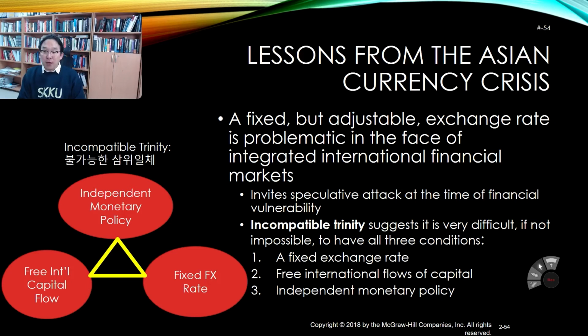If you want to have a fixed exchange rate in your country and you want free flow of capital, then you have to forget about independence in your monetary policy. If you want independent monetary policy and free flow of international capital back and forth, then you'll have to forget about a fixed exchange rate. Conversely, if you want to insist on having a fixed exchange rate and independent monetary policy, then forget about having access to the international capital market. That's the message here, right?